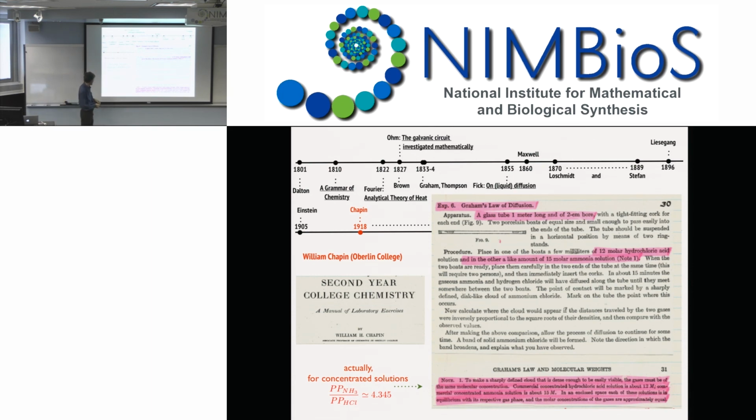Now, those things are hard to calculate. They're not really the same. And on top of that, what you really want to calculate is the partial pressure of the vapor phase, the gas that's coming off of those solutions. And that's going to be different from the ammonium chloride. In fact, the ratio is not 1. It's equal to something like 4.345. At least that's our estimate of that.